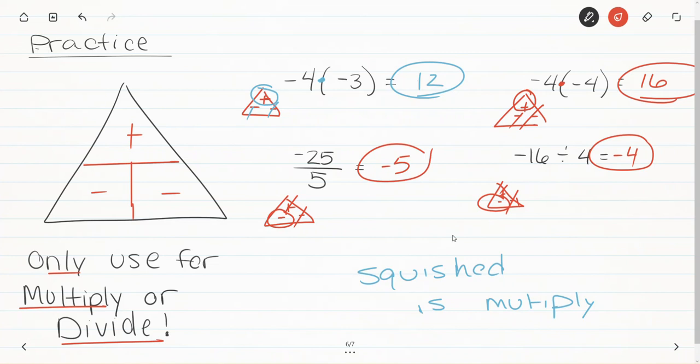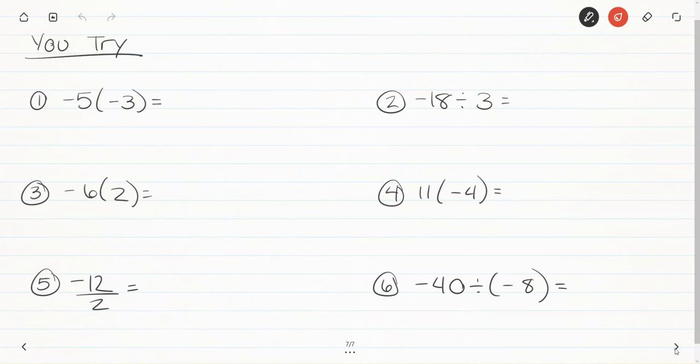And if you need to rewatch that piece again, go ahead. But I recommend that you draw the triangles for every problem that you do. So here are 6 practice problems. Like I said, I do recommend draw the triangle for each one. Cross out the pieces that you're using, circle what's left, and then just multiply like normal. So go ahead, take a pause, see if you can answer all 6 of those problems for me.